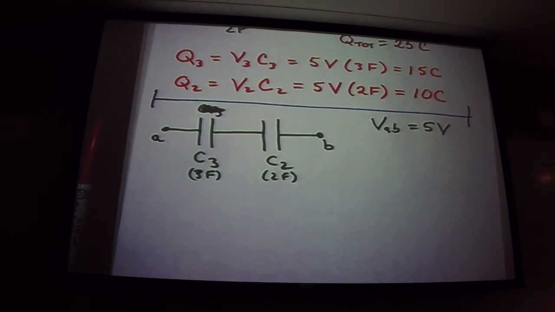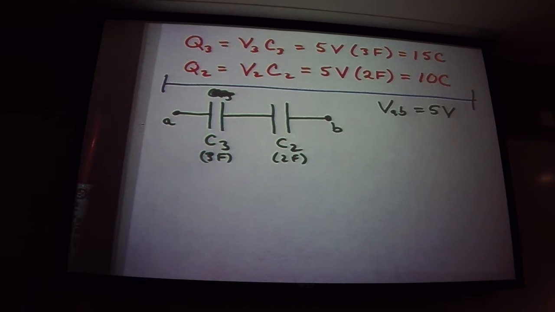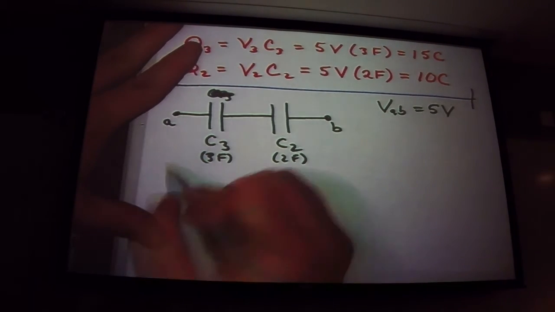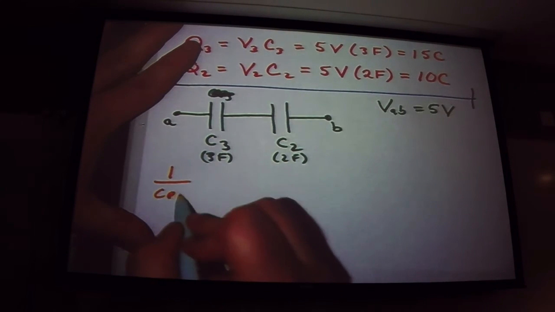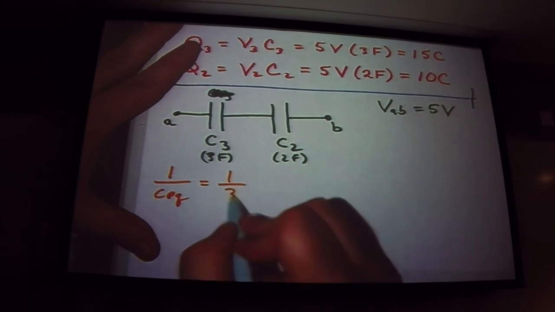All right, let's find the equivalent capacitance. The formula is a little more complicated, so I actually have to write it down. I can't do it in my head. 1 over the equivalent capacitance is equal to 1 over 3 plus 1 over 2.